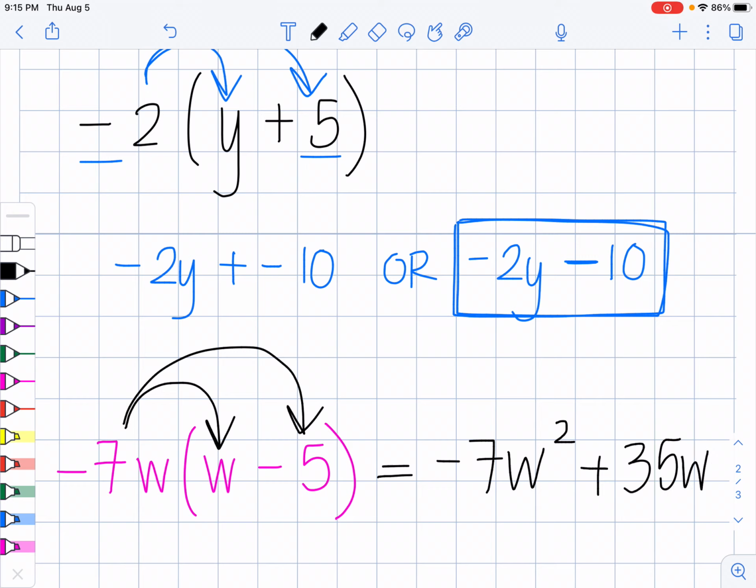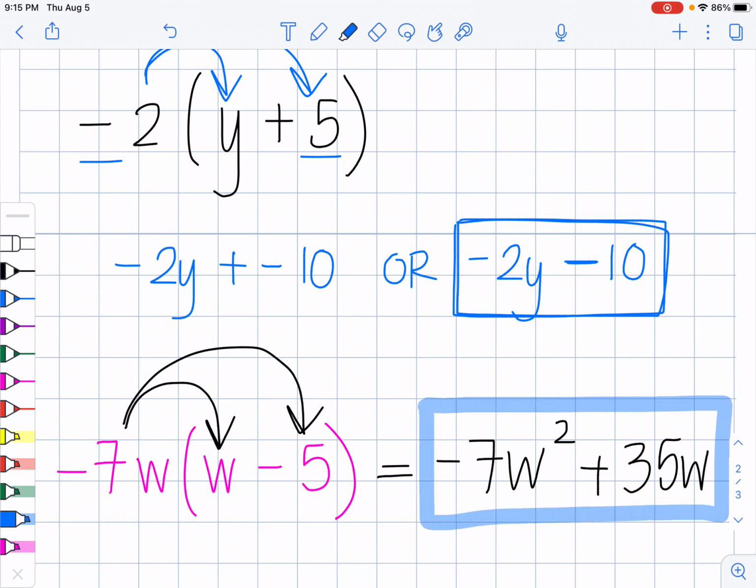35w. So now I have to look, are these like terms? Here I have a w squared, and here I have a w. Because my one w is squared and the other one is not, they are not like terms. So this would be my final answer. Let me know if you have any questions. Good luck.